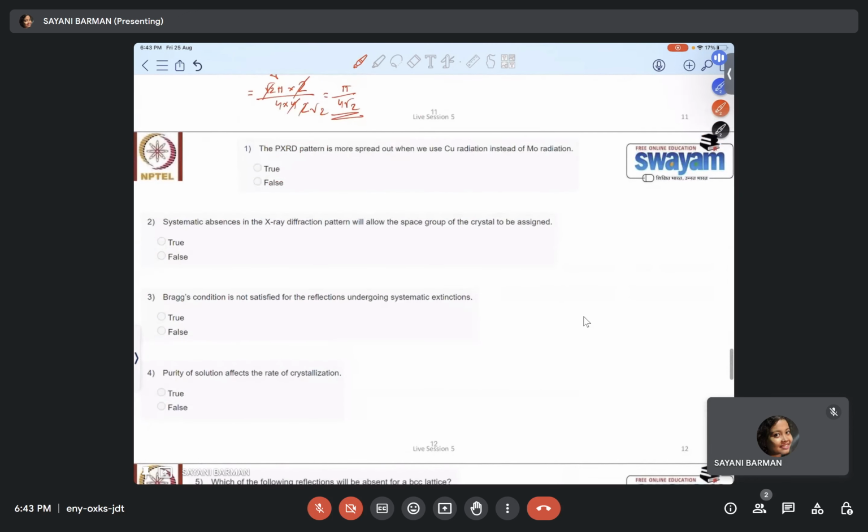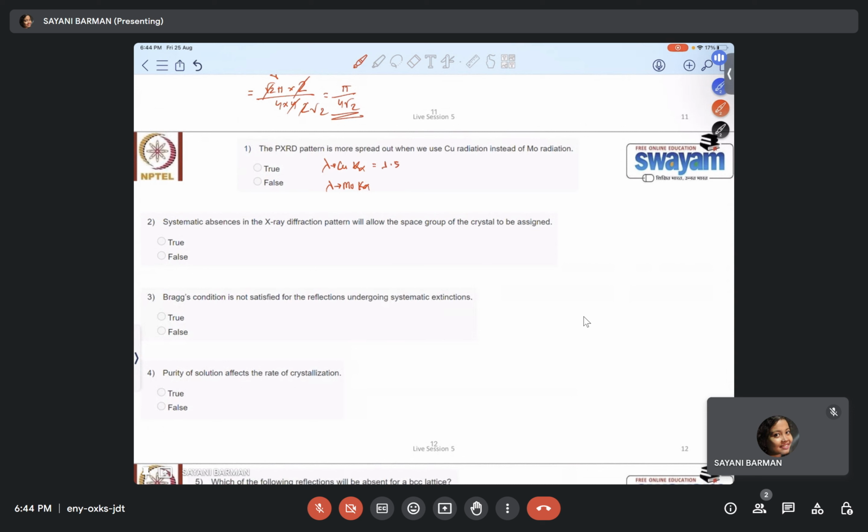The next one is: the PXRD pattern is more spread out when we use copper radiation instead of molybdenum radiation. Sir has already taught us, Sir has derived also. I'll just tell one thing, that we know the lambda of copper K alpha equals how much? 0.71 Angstrom. And for lambda of molybdenum K alpha, it is 1.54. Sorry, I have reversed it.